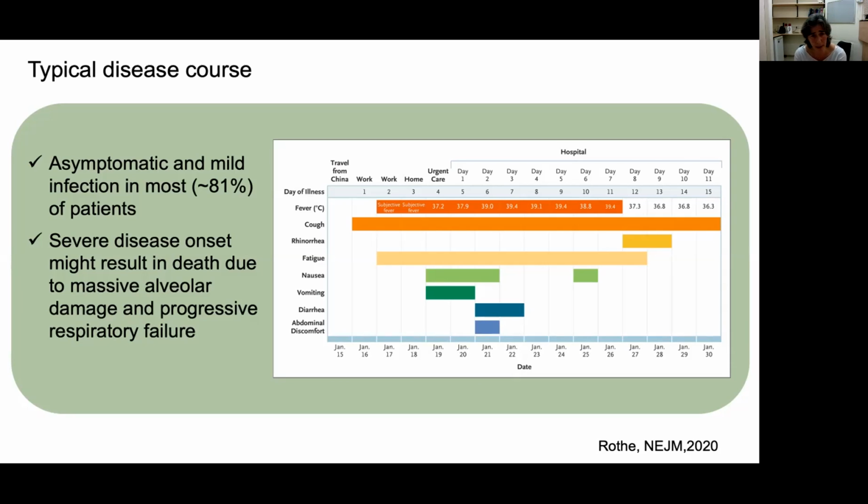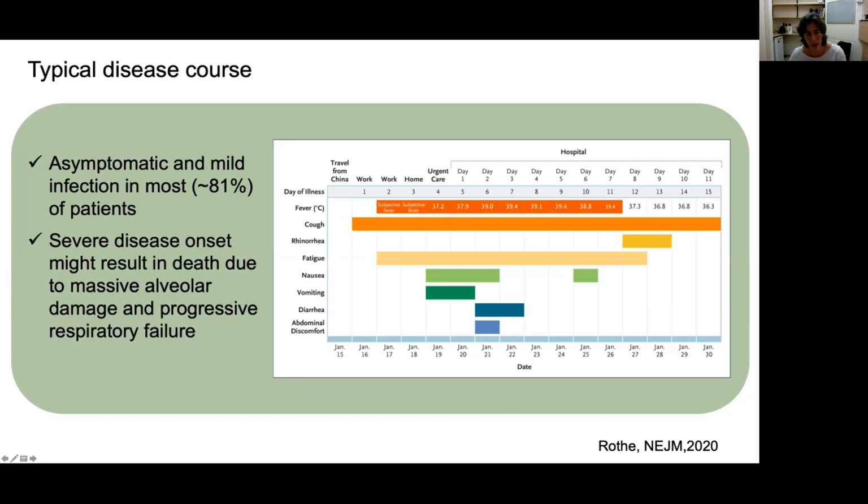I have to mention that 81% of the infections are asymptomatic or mild. Only about 14% are severe, and the last 5 or 6% are critical. When you do get a severe disease, the severe disease occurs due to replication of the virus in the alveolar cells, which causes massive alveolar damage and progressive respiratory failure.